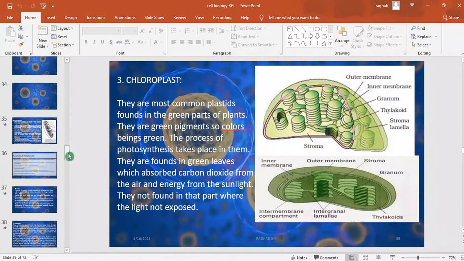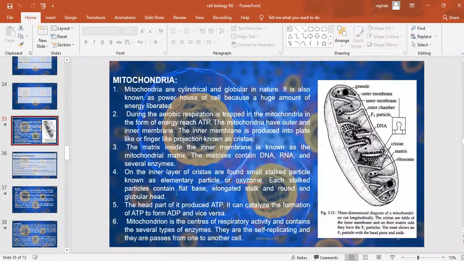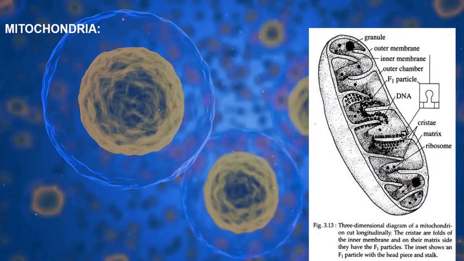We simply start with mitochondria. So I told you that mitochondria was discovered by Kolliker.